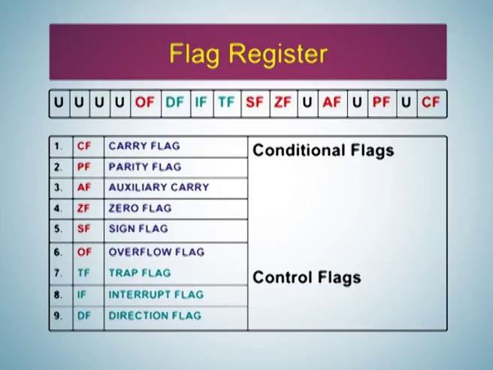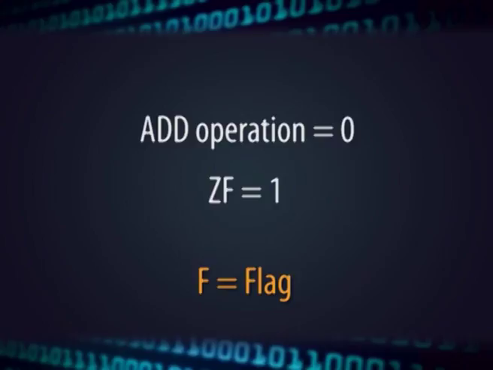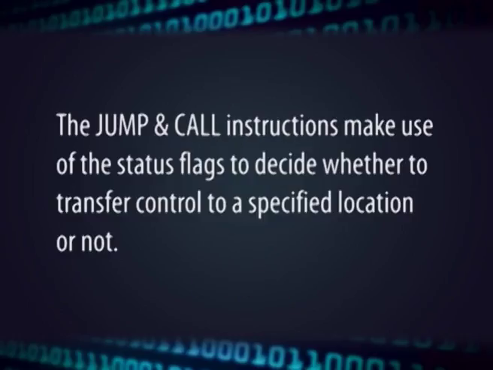The 8086 microprocessor has a set of flags that are indicated by single-bit values in the status register. These bits are changed when an arithmetic or logic instruction is executed. The change in the bits or flags of the status register depends upon the value of the result obtained. For example, if the result of an add operation is 0, the Z flag is set to 1. The jump and call instructions make use of the status flags to decide whether to transfer control to a specified location or not.